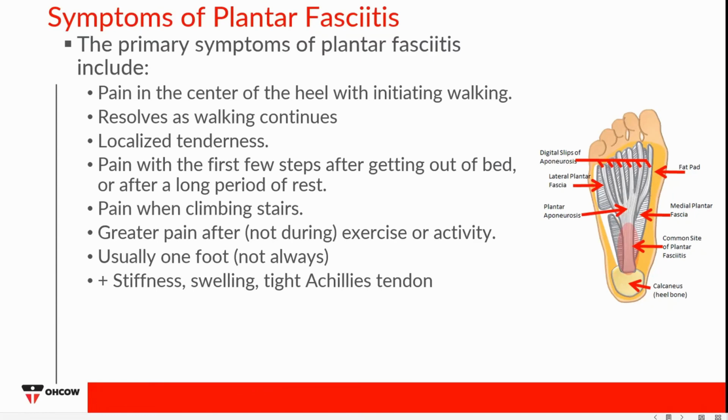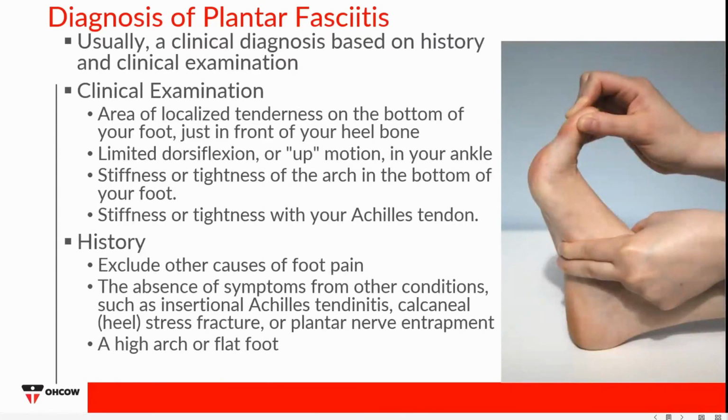The next slide will relate to the diagnosis of plantar fasciitis. This is usually a clinical diagnosis based on history and clinical examination. And the clinical examination, if we talk about a focused clinical examination related to the foot, there's usually localized tenderness just to the anterior part of the heel. And this can be elicited by dorsiflexing the toes, as shown in the diagram, and applying pressure in just the front of the heel region.